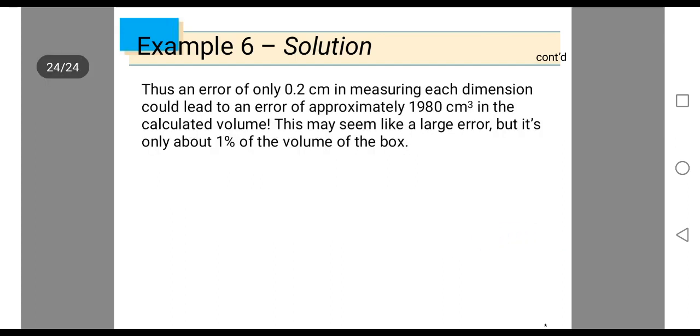Thus the error of only 0.2 centimeter in measuring each dimension could lead to an error of approximately 1980 cubic centimeters in the calculated volume. This may seem like a large error, but it's only 1% of the volume of the box.